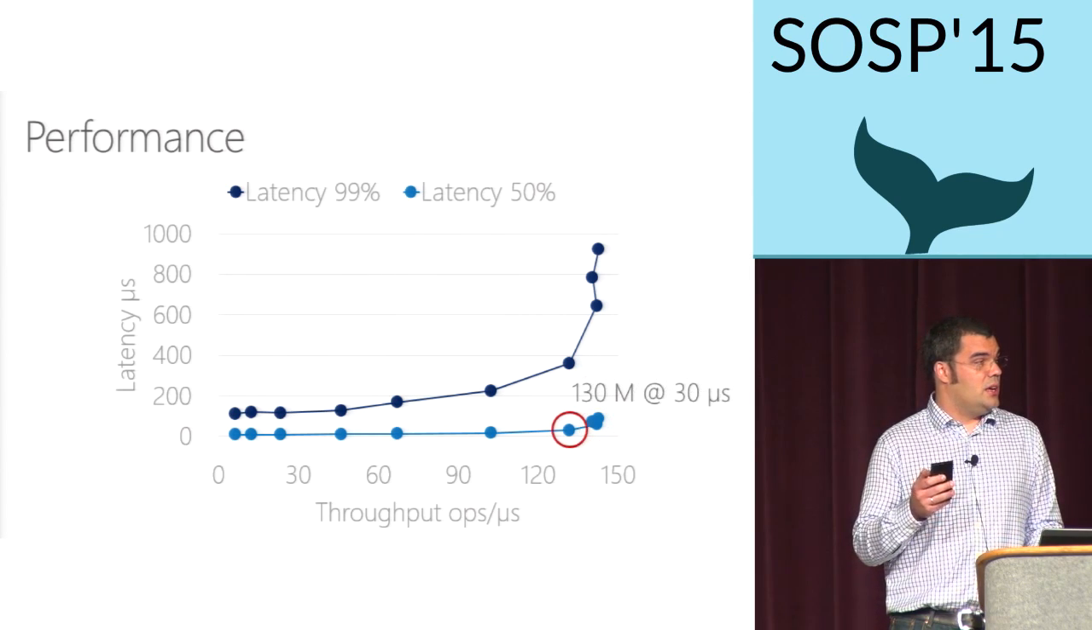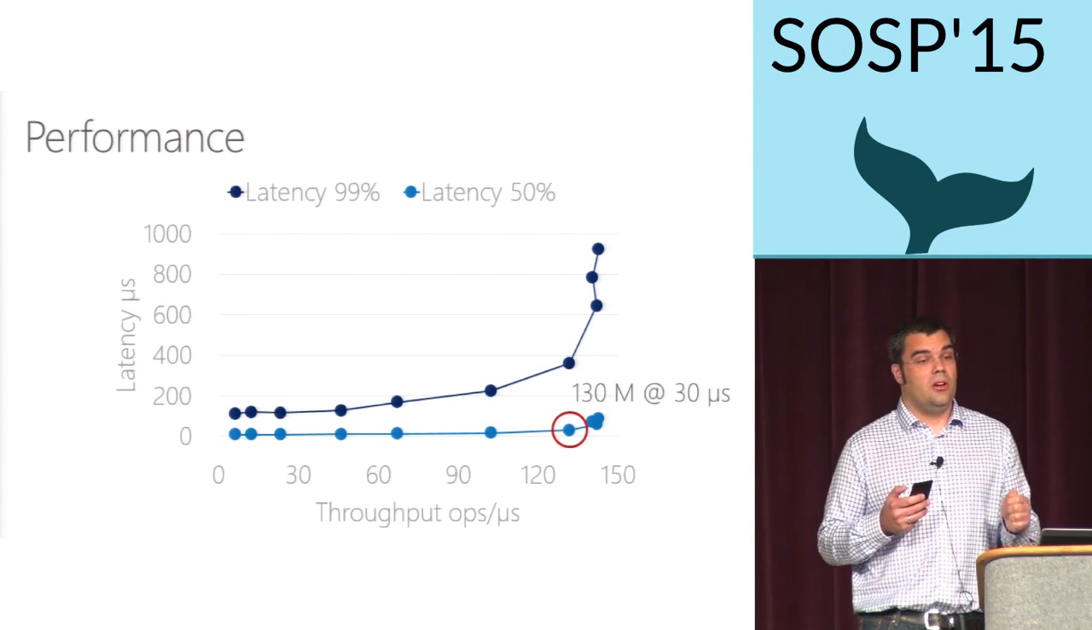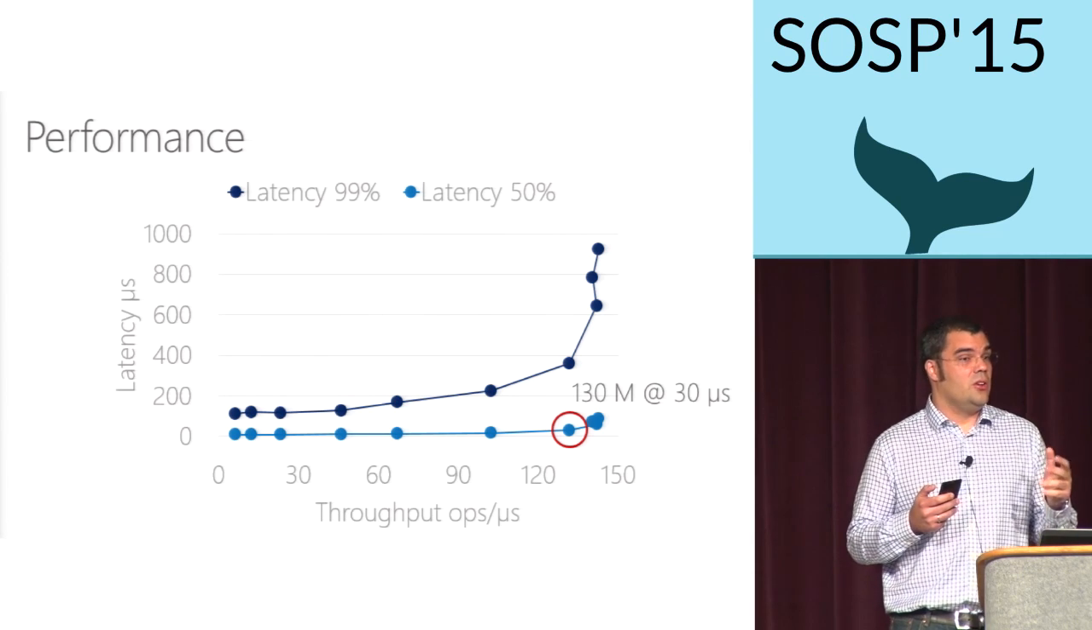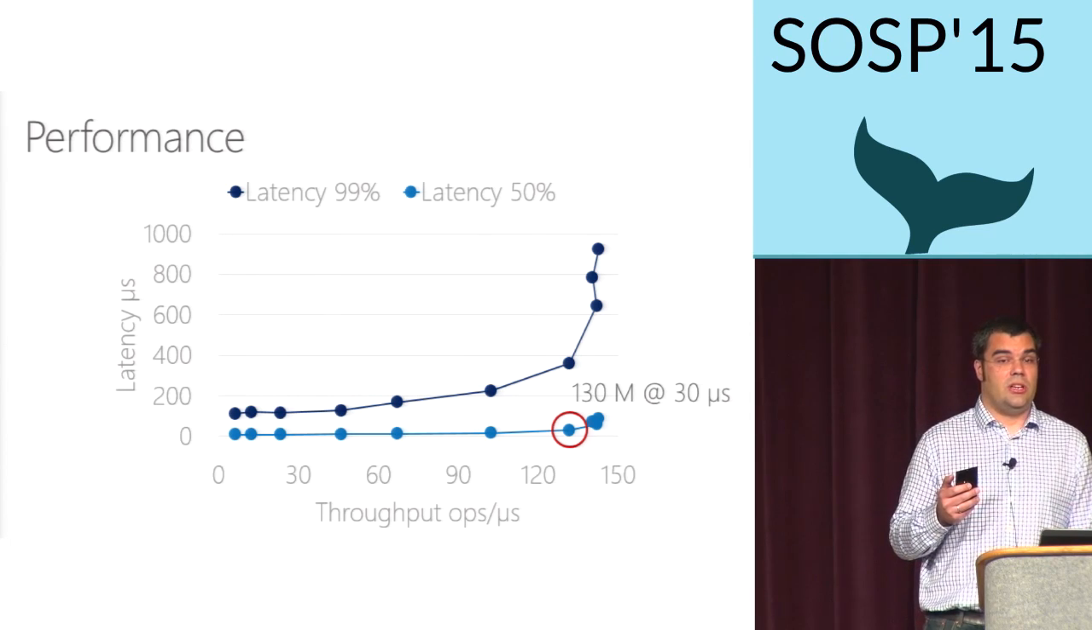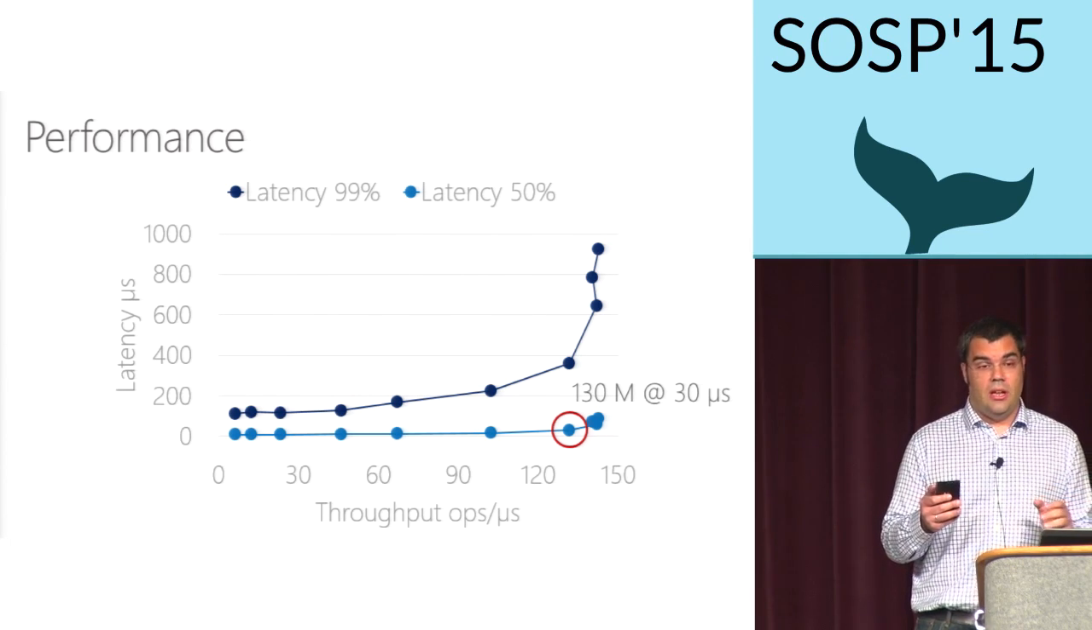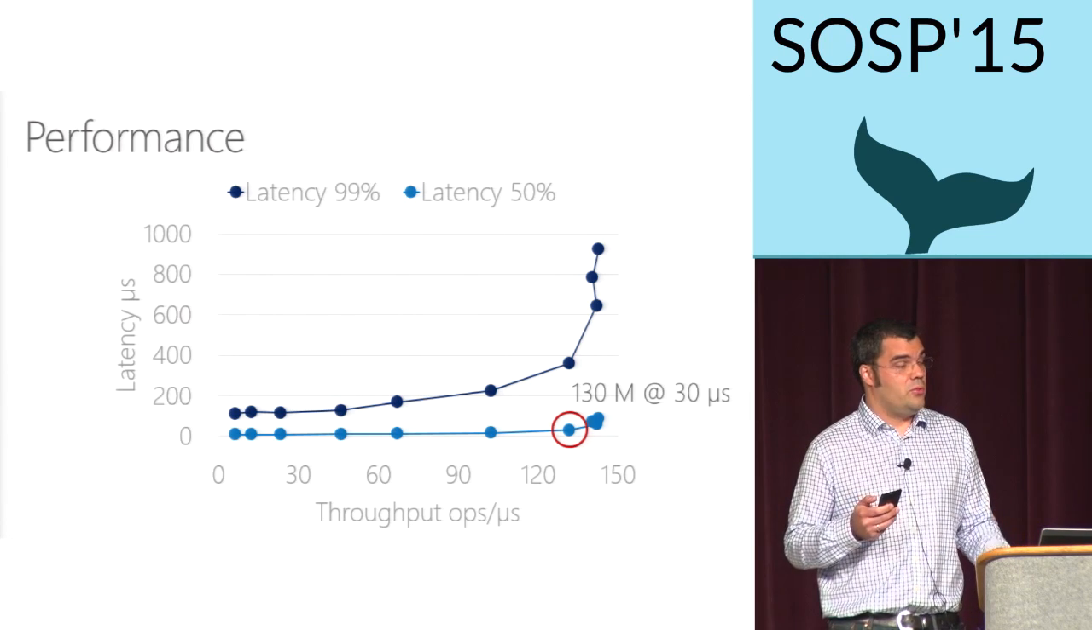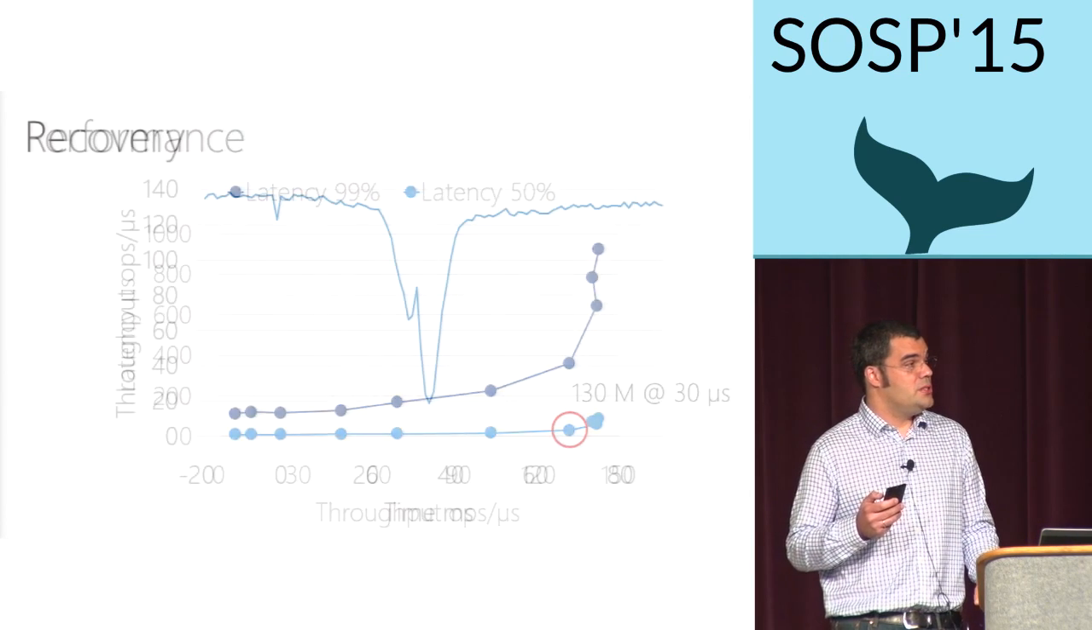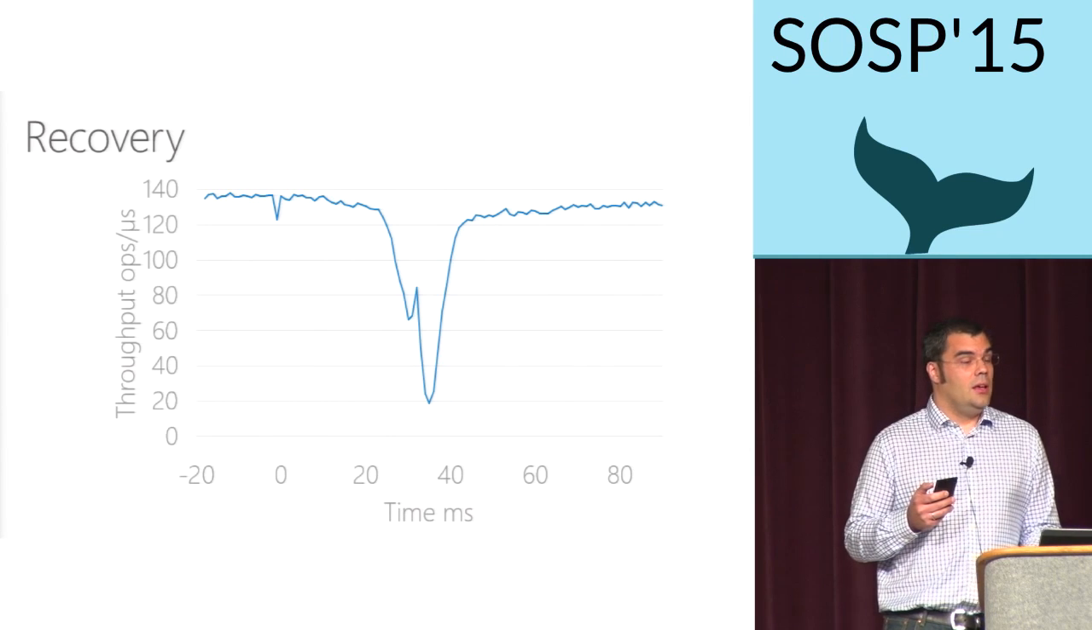Of course, we can halve the latency basically by going to the knee of the curve and by trading off a little bit of throughput for this. So we're able to commit 130 million transactions per second in 30 microseconds. So the normal case operation performance is quite good. So what happens during recovery?